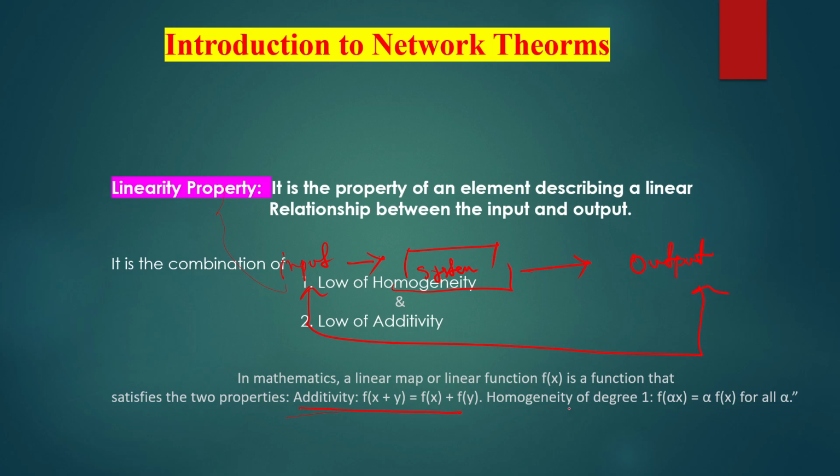And homogeneity of degree 1, some constant is there multiplied. Okay, we can take out the constant alpha outside from the function, for all values of alpha.